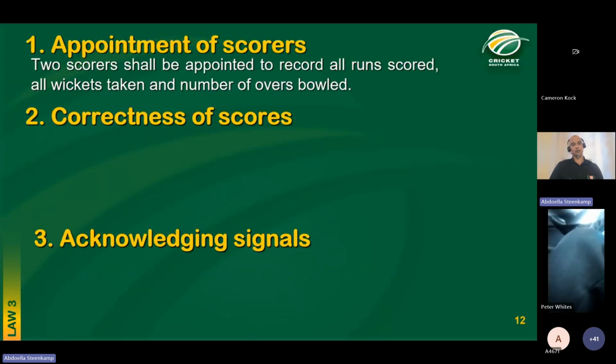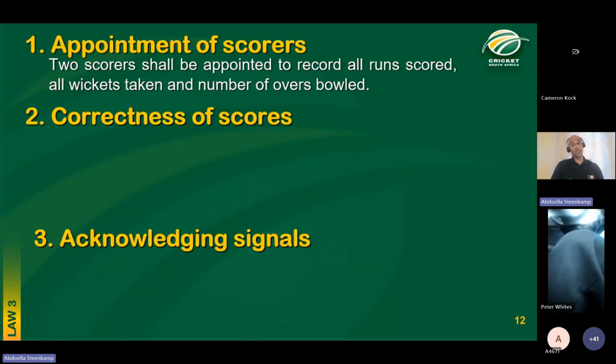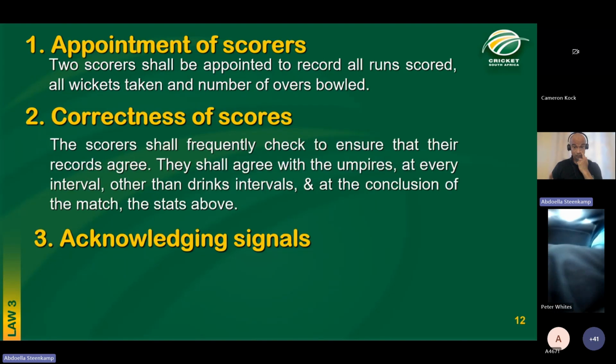Scorers. What do scorers do? They need to record all runs, all wickets taken, and the number of overs bowled. Scorers need to sit next to each other. We as umpires need to make sure scorers sit next to each other. You cannot have one scorer sitting on one side of the ground and the other on the other side. They need to sit next to each other. Why? Because they need to frequently check their scores: do their scores balance?